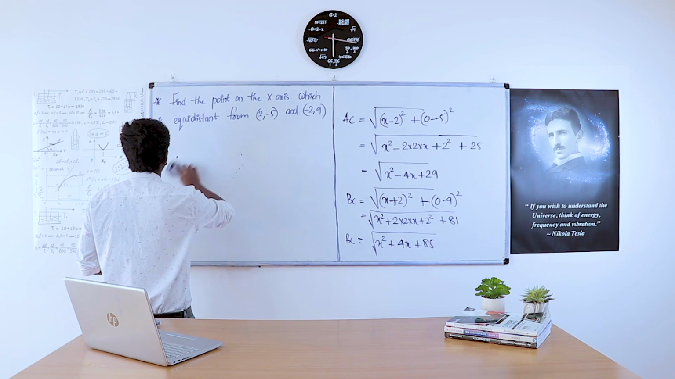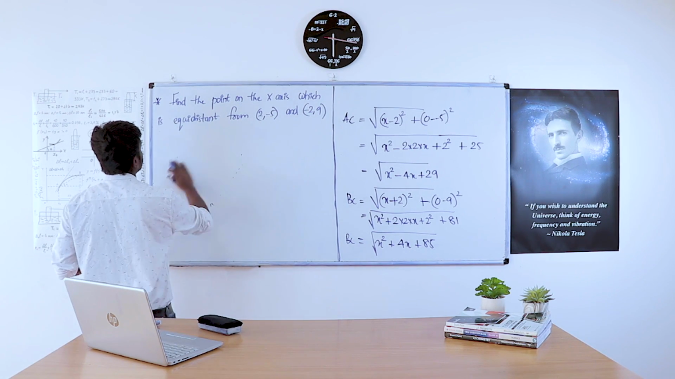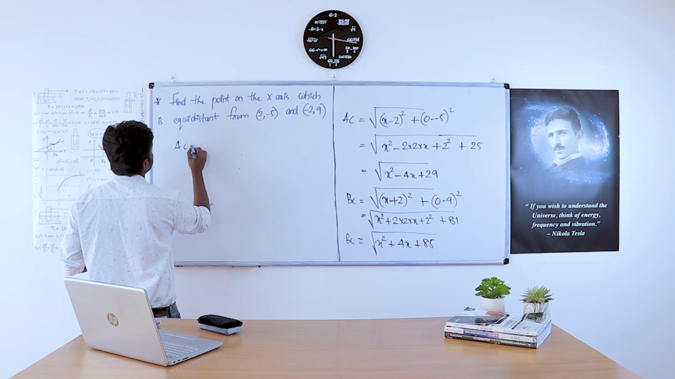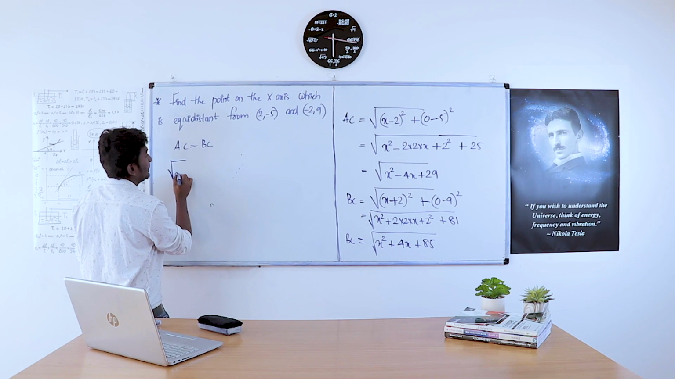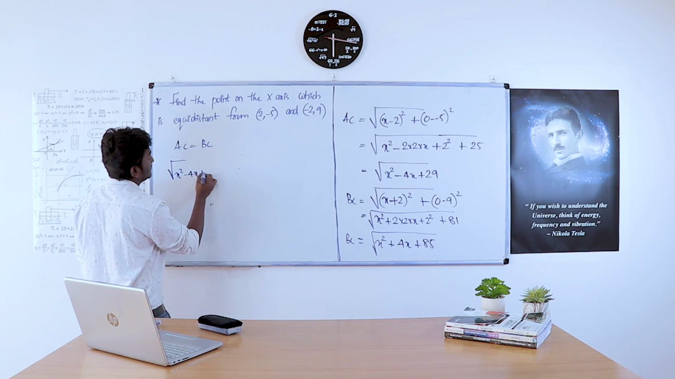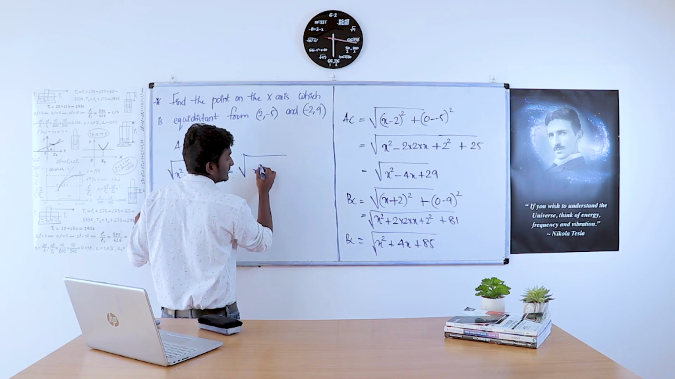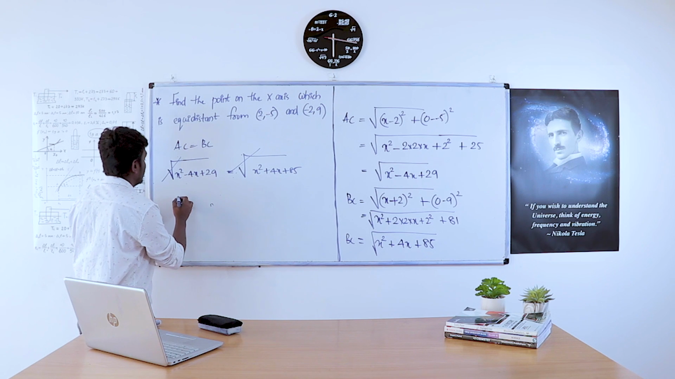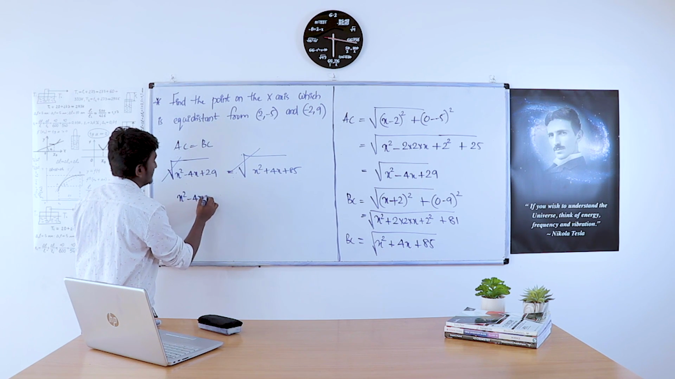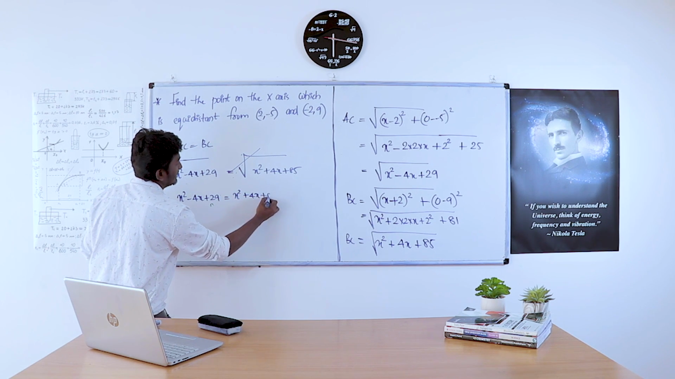We know that both the distances should be same because the point is equidistant. So AC should be equal to BC. What is AC? Root of x square minus 4x plus 29 is equal to root of x square plus 4x plus 85. So on both sides, left hand side and right hand side, root is cancelled. Then it is x square minus 4x plus 29 is equal to x square plus 4x plus 85.